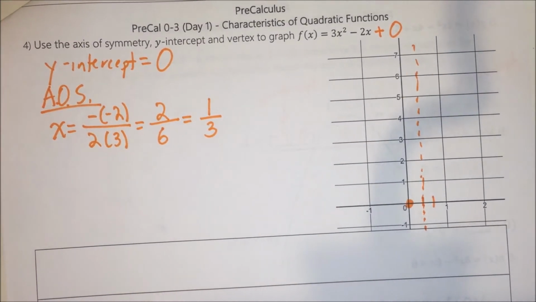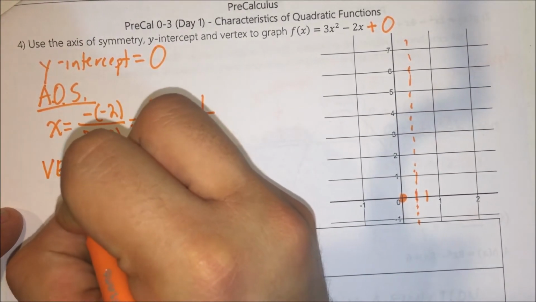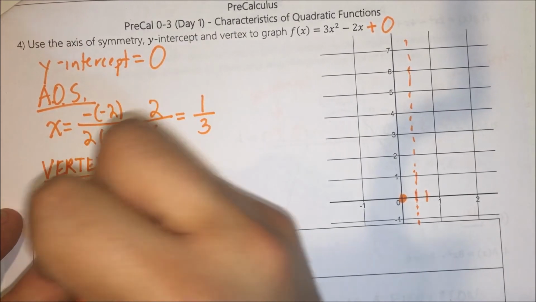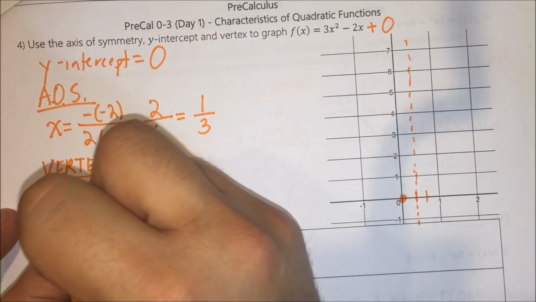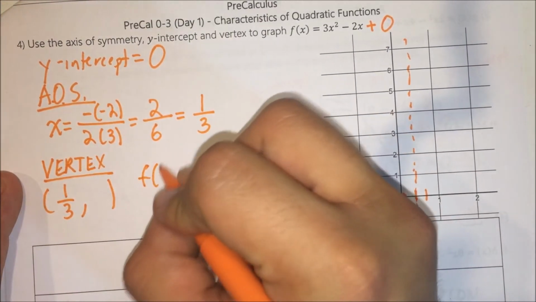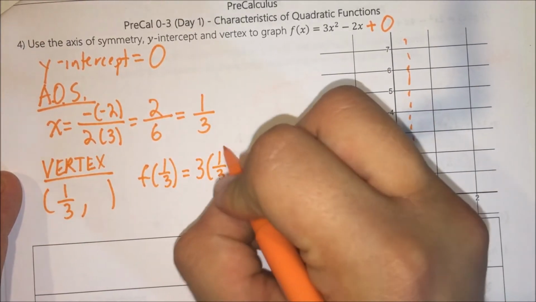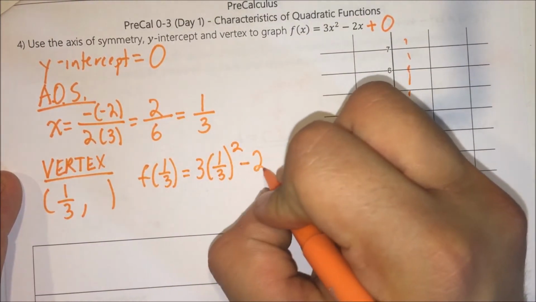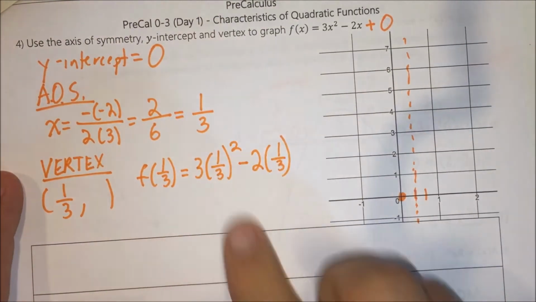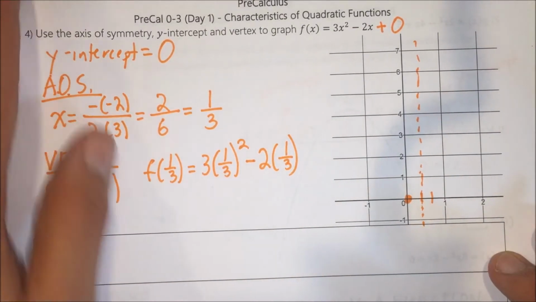That's 1/3. And then we want to plug this in to get our vertex. So our vertex, again, we know that the x value is going to be 1/3. We know that our y, well, let's figure it out. F of 1/3 is equal to 3 times 1/3 squared minus 2 times 1/3. And you'll notice this is a bit more challenging because we don't have friendly whole numbers this time, but what's nice is we don't have a y-coordinate to add to it, so we don't have to mess with that.